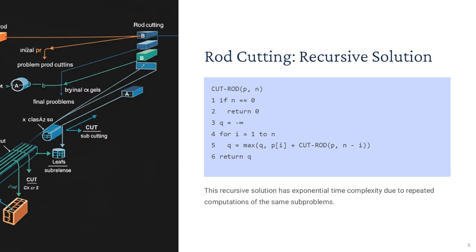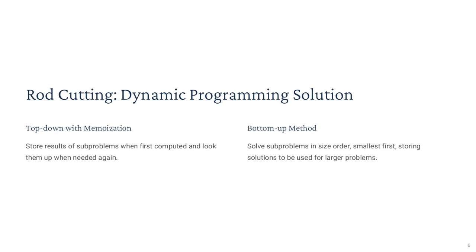Dynamic programming can optimize the rod cutting problem through two approaches: top-down with memoization and bottom-up computation. In the top-down with memoization approach, the recursive solution is modified to store the results of subproblems in an array or hash table. When a subproblem is encountered again, the stored result is retrieved, avoiding redundant computations.